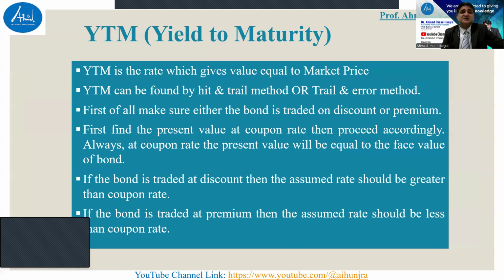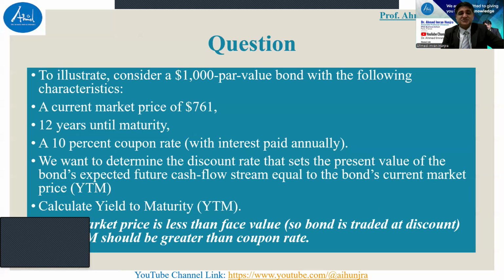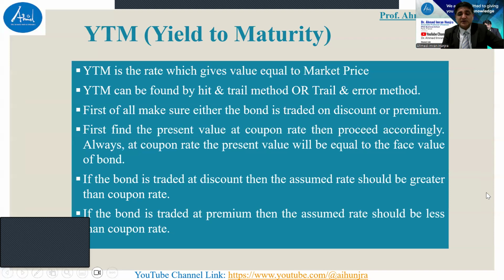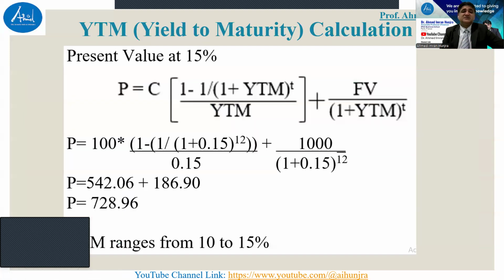So what are the steps? First we need to identify whether the bond is traded at a premium or discount. We have identified the bond is traded at a discount, so the YTM should be greater than the coupon rate. The next step is to find the present value at the coupon rate, which is always equal to face value. Face value here is 1,000. So in the first step, the value will be equal to 1,000.